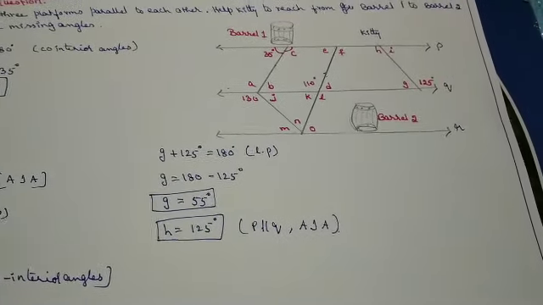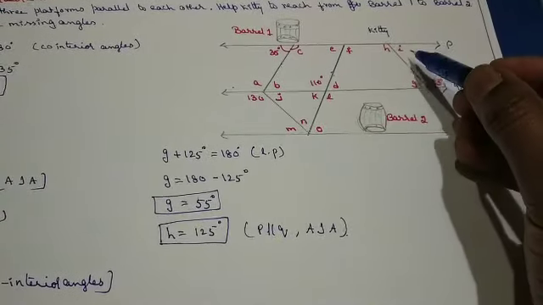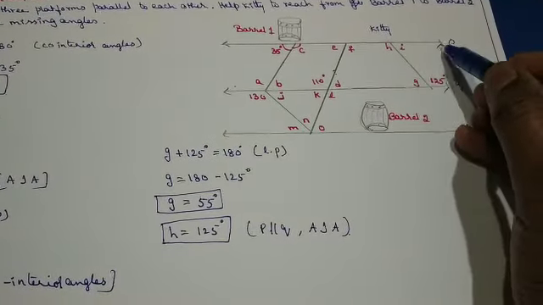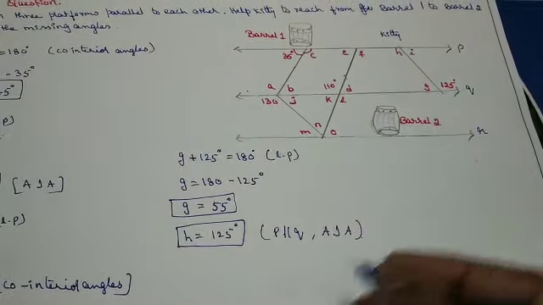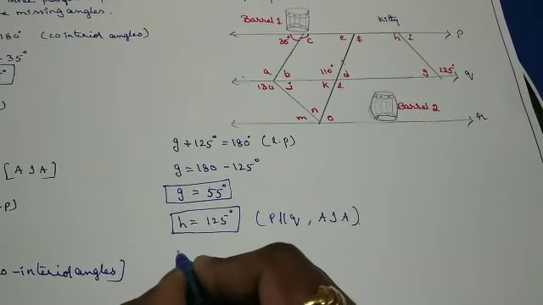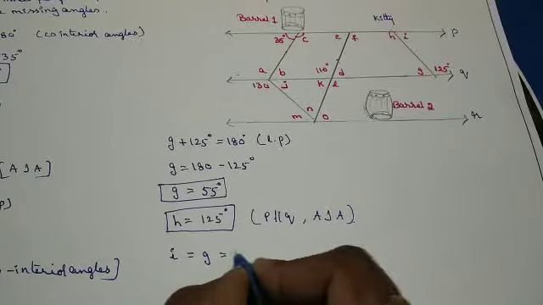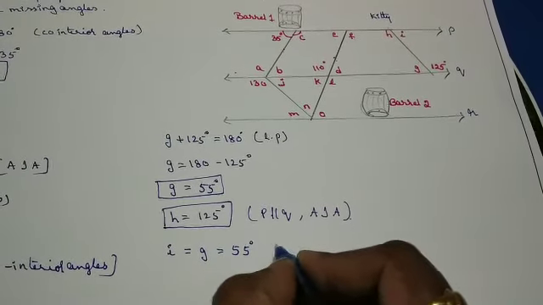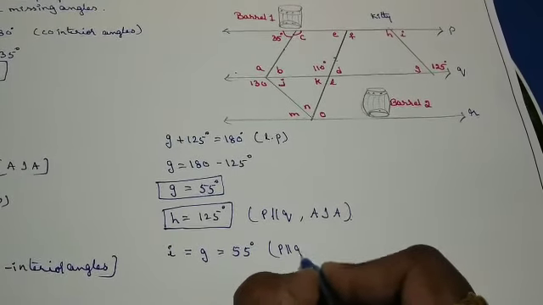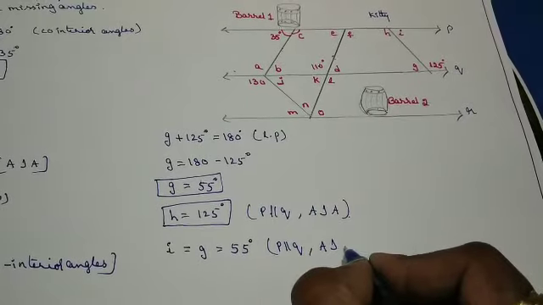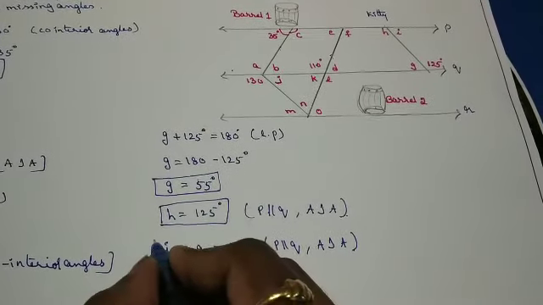Now I'll go with the I. How I and G are related? Yes, alternate interior angles. Then I equal to G equal to 55 degree. P parallel to Q. Alternate interior angles. Now I got even I value.